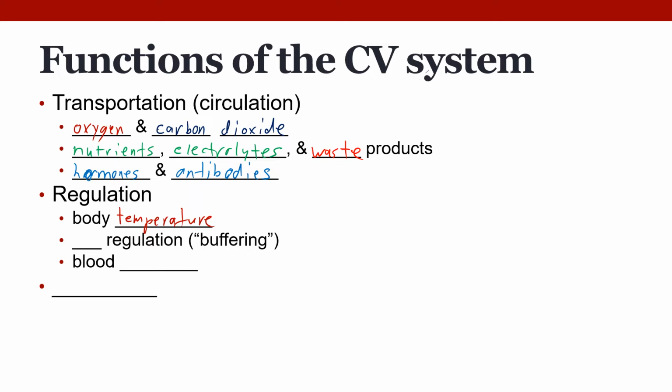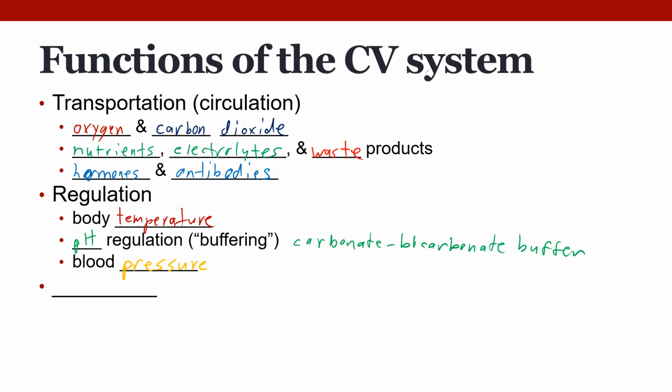Another important function of the blood is pH regulation, also known as buffering. The blood contains an important carbonate bicarbonate buffer that we'll come back to in the respiratory system and the urinary system. We'll revisit this a couple of times because it's a very important topic. And finally, the cardiovascular system has to regulate itself by controlling blood pressure. Okay, blood pressure regulation will be a major topic in this unit.